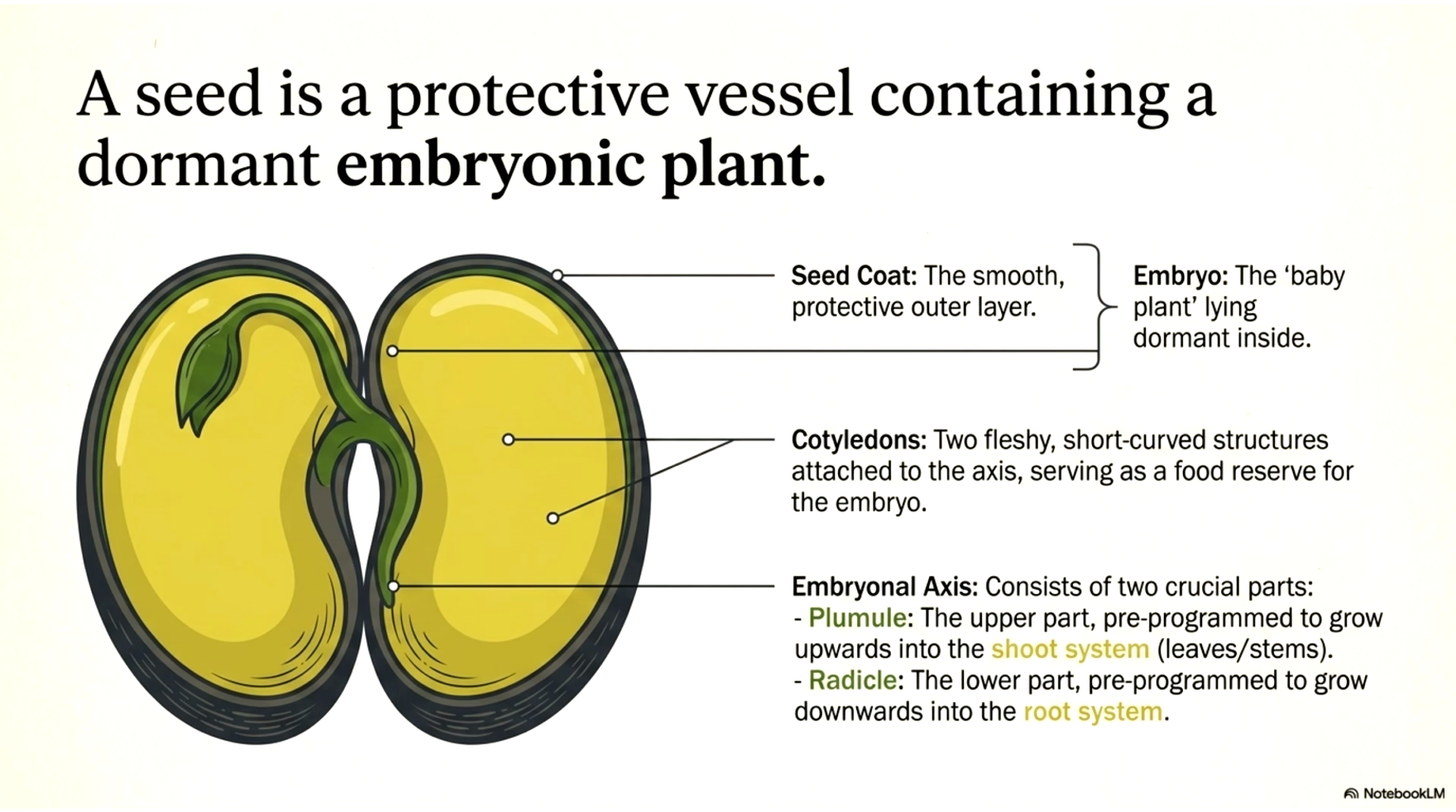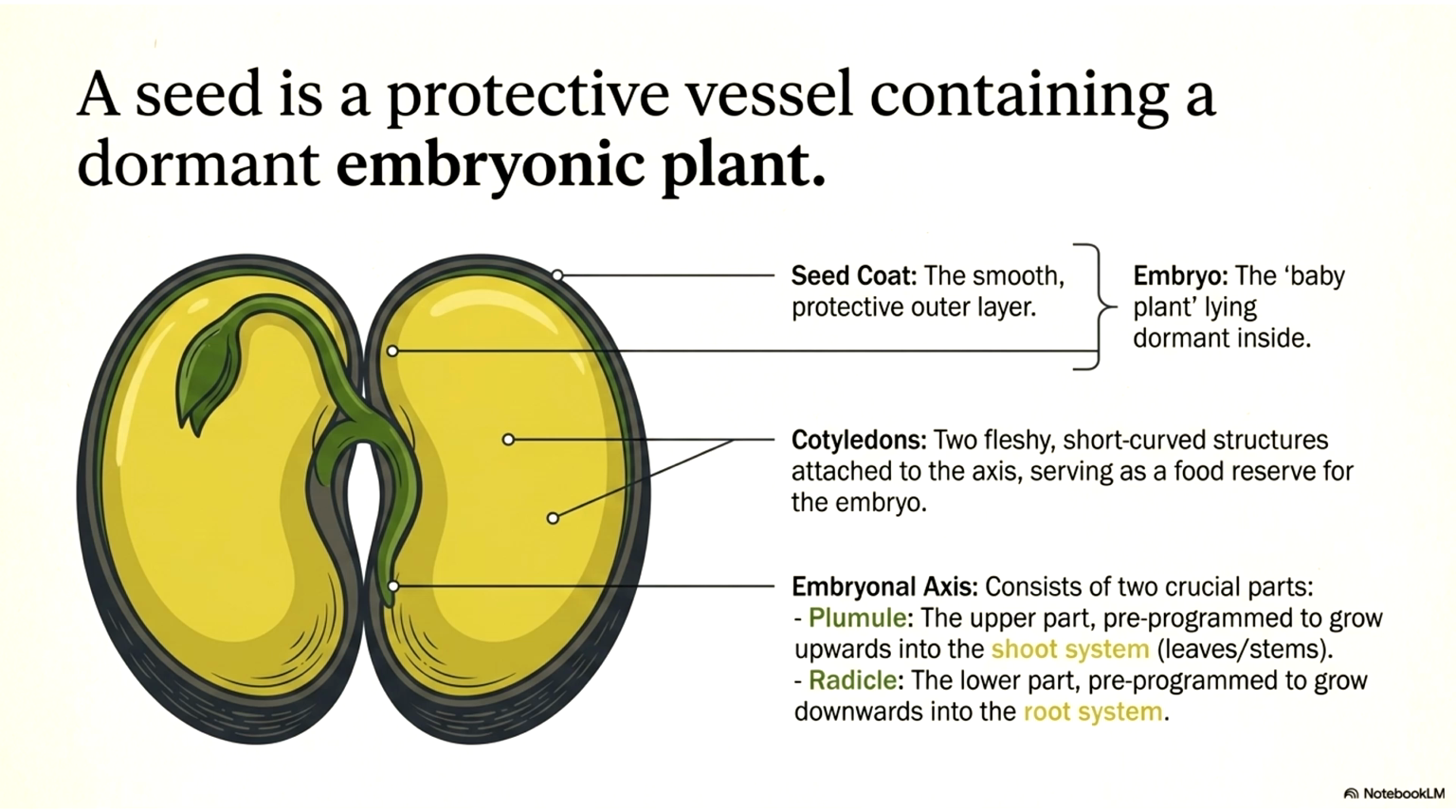After the fertilization is over, now the seed is formed. A seed is a protective vessel containing a dormant embryonic plant. What is a seed? There are two cotyledons or one cotyledon. When there are two cotyledons, it is called dicotyledon, and when there is a single cotyledon, it is called monocotyledon. What are cotyledons? Two fleshy, short, curved structures attached to the axis, serving as a food reserve for the embryo. So cotyledons contain the food for the baby plant.